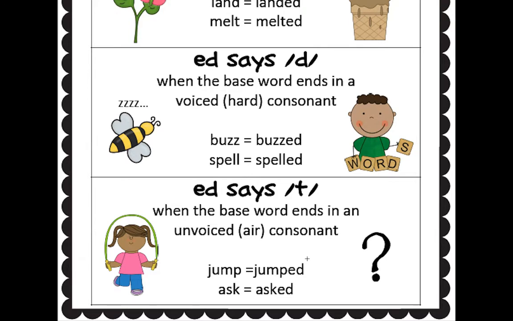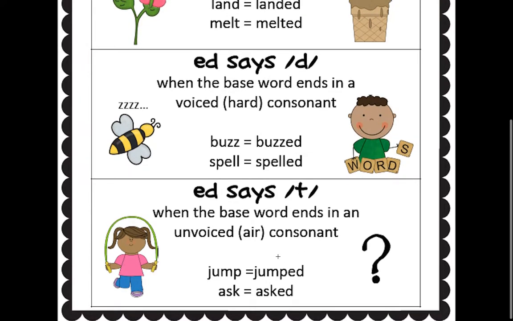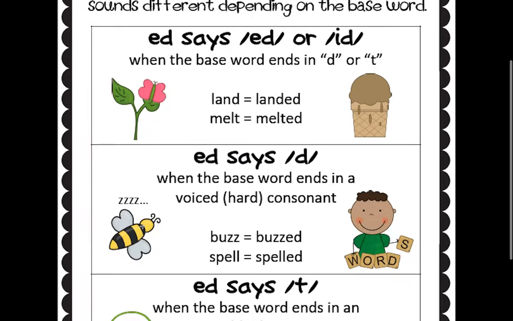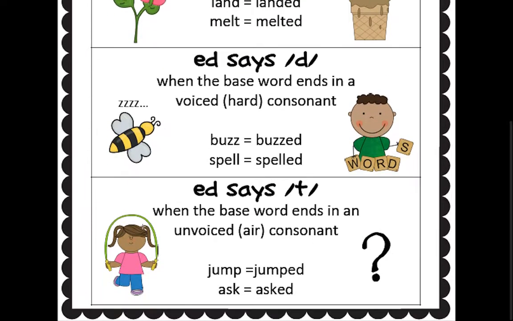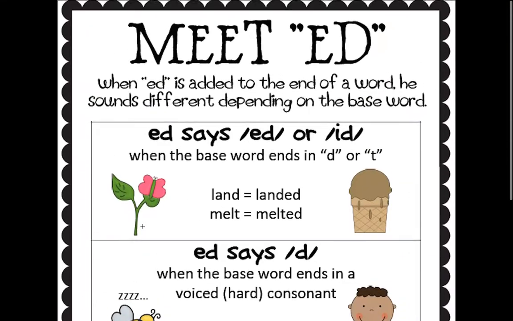You might also notice that in words like lash, we say lashed, lashed. He lashed out at me. Notice that sh is an unvoiced air consonant.